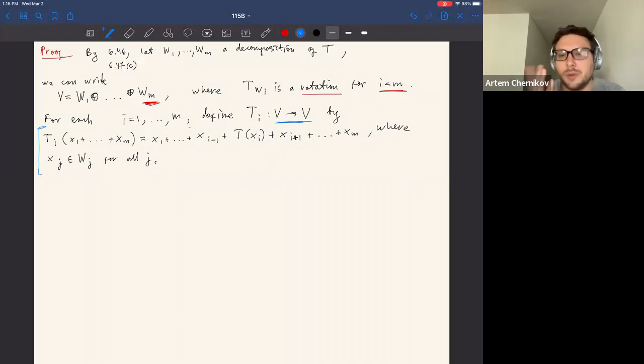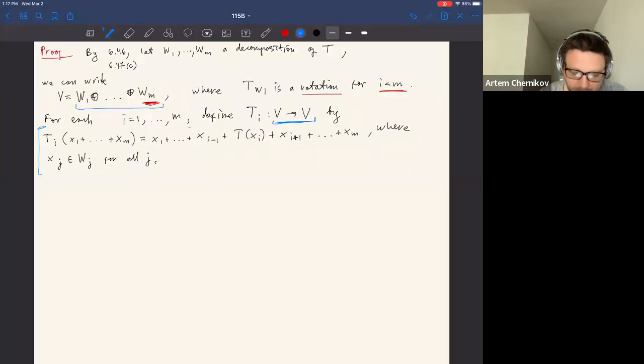So you can take the order of the subspaces in the direct sum in any order, yeah. So let's make sure that Ti is indeed a map from V to V, okay? So why do we have this? Well, because we know that V is the direct sum of these subspaces.